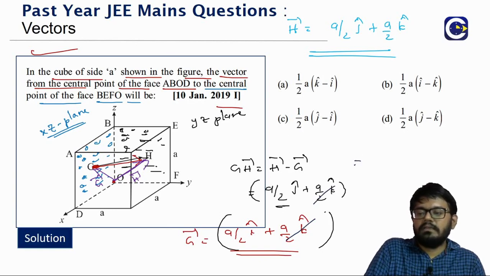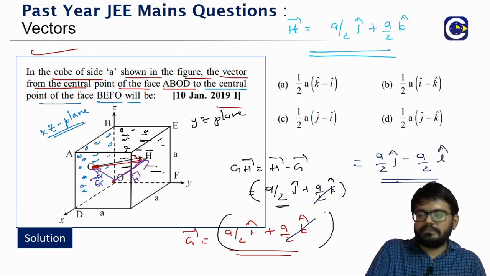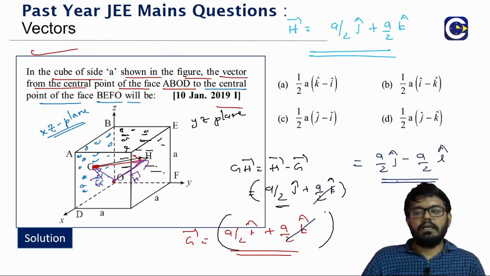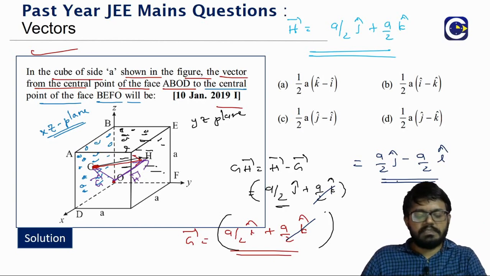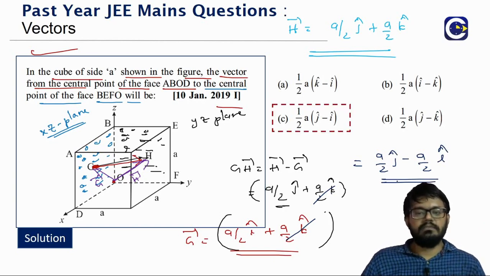So what is left? A by 2 j minus A by 2 i. That is our GH vector. If you take A by 2 common, we get A by 2 into (j minus i). That is option C.